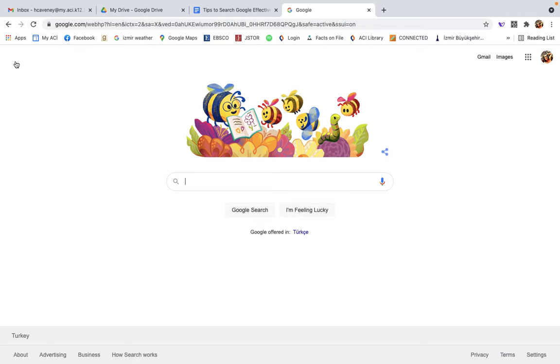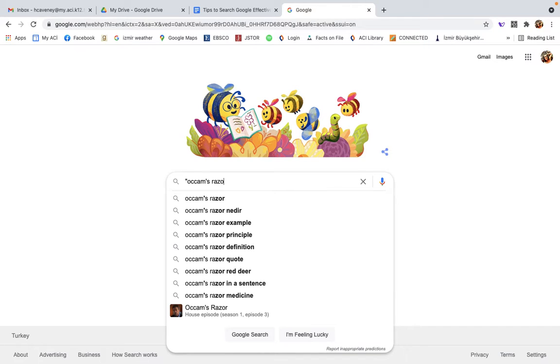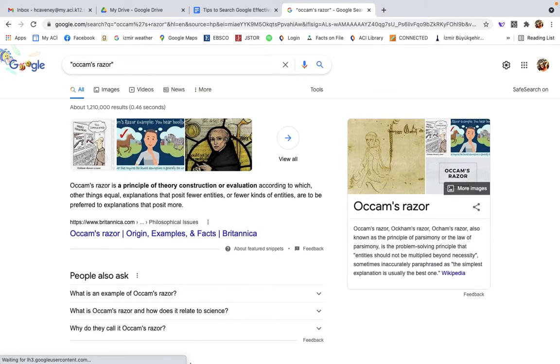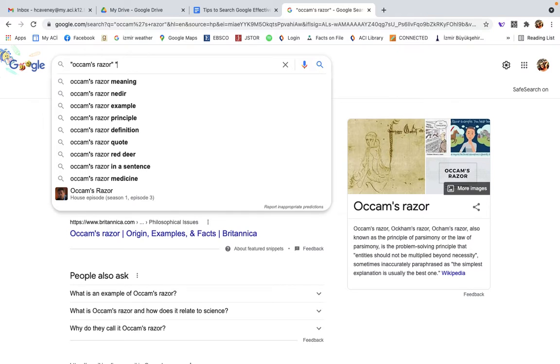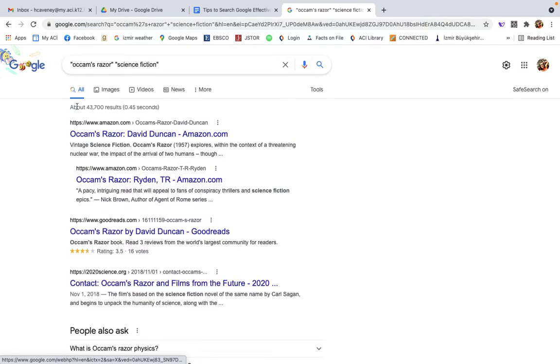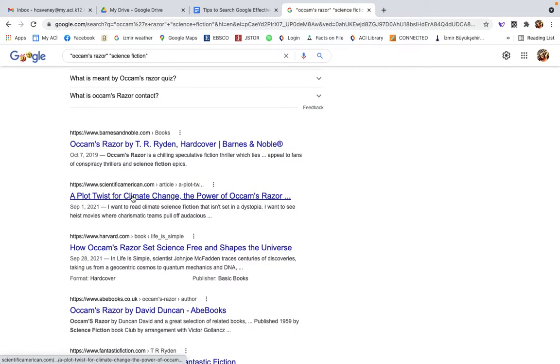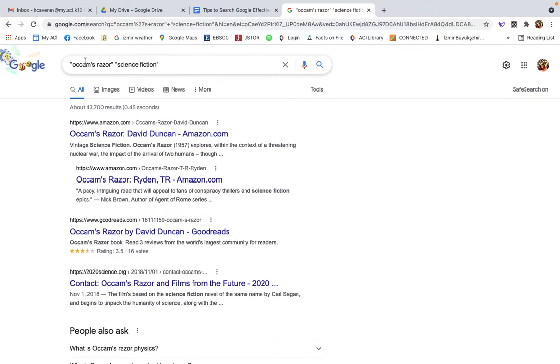Let's try one other example here. So I'm gonna look up something called Occam's razor. 1 phrase, 1.2 million, but I'm curious about the use of this in science fiction. So here I'm gonna use 2 2-word phrases, 43,000. Some books, but here I noticed, a plot twist for climate change, the power of Occam's razor. This is in Scientific American. So that's another way to use it. You can do multiple multi-word phrases, and that will narrow your results as well.